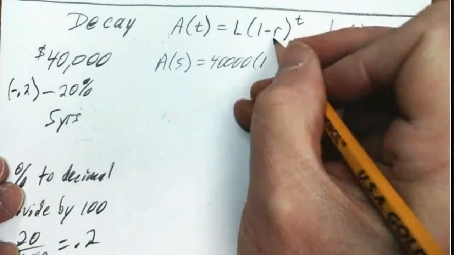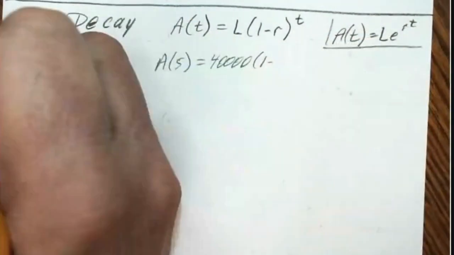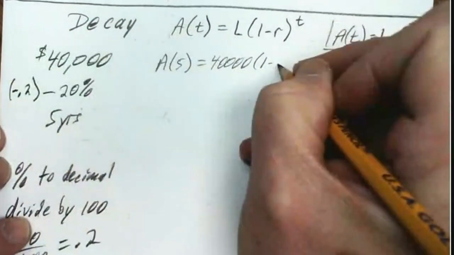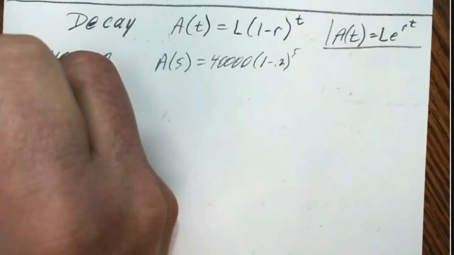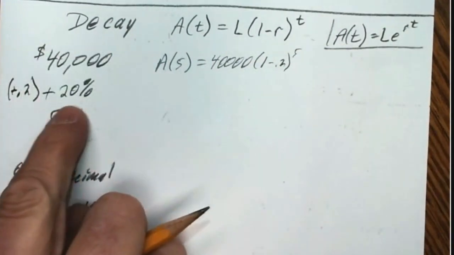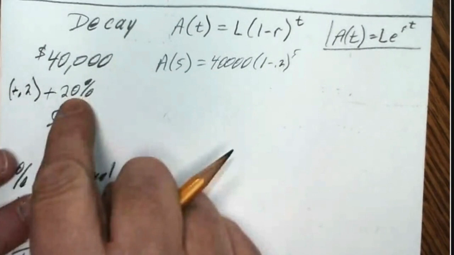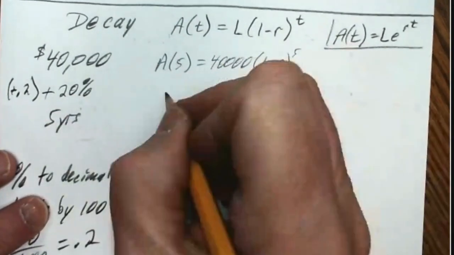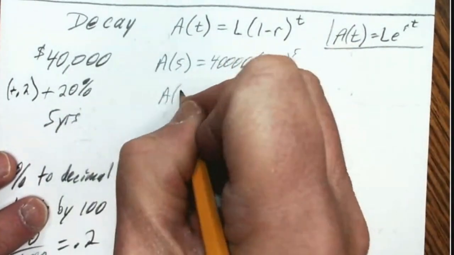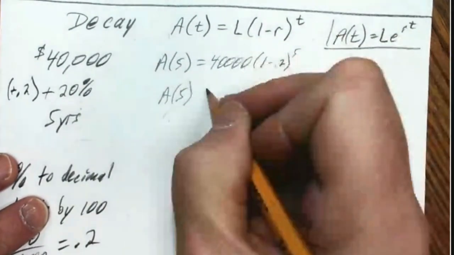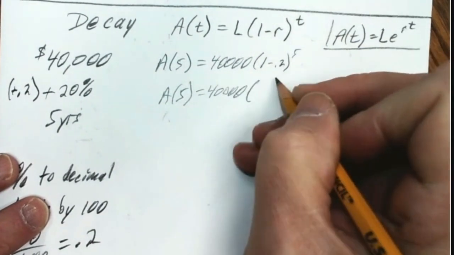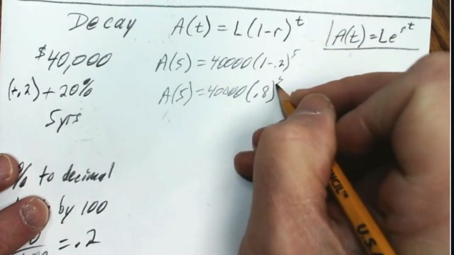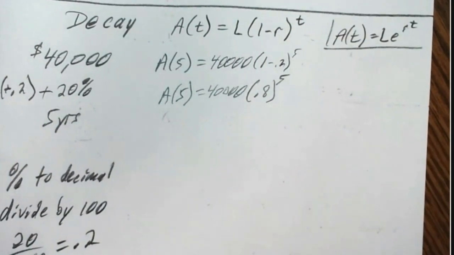1 minus the rate. The rate is 20%. Well, 20% loss, so it's 0.2 to the 5. We don't have to make that 20% loss. The rate of decay is 20%. 20% decay. 1 minus 0.2. So after 5 years, it's going to be worth 40,000. 1 minus 0.2 is 0.8 to the 5th power. Let's see how much that $40,000 car is worth after 5 years.